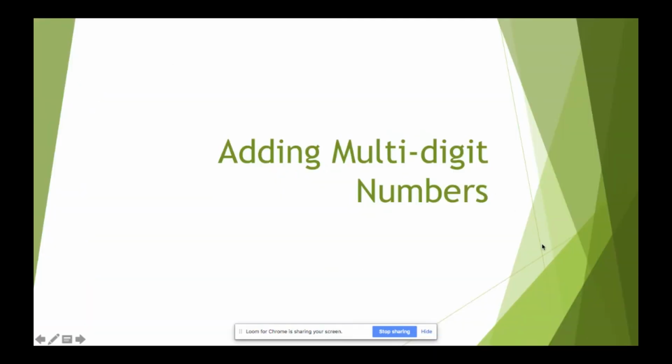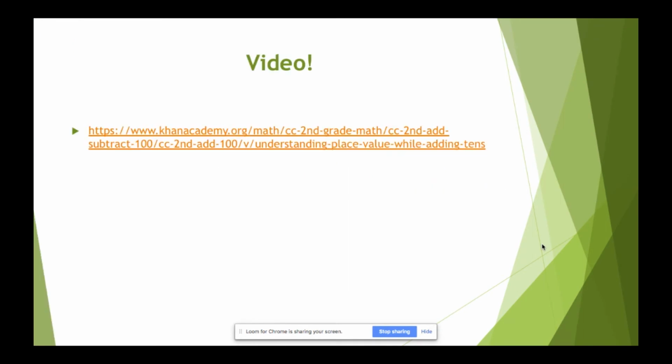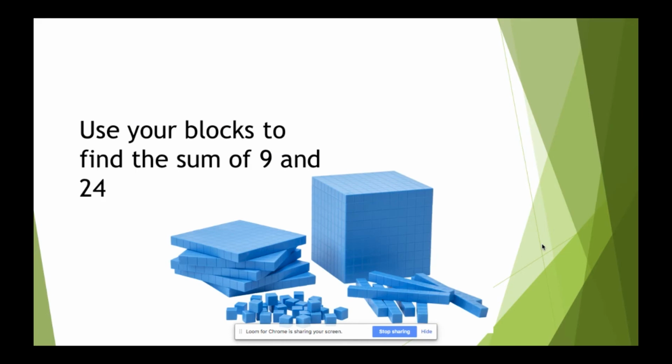So we are going to be adding multi-digit numbers. We watched our video and now we're going to do some problems on our own. Take out your base 10 blocks. Use your blocks to help you solve for the sum of 9 and 24. Remember that when you solve for the sum, you are adding the numbers given together. Can someone explain how you used your blocks to show your work for this problem?